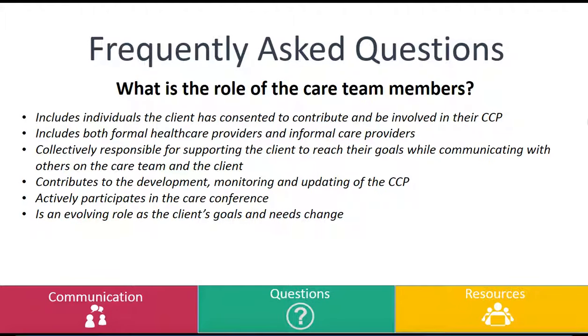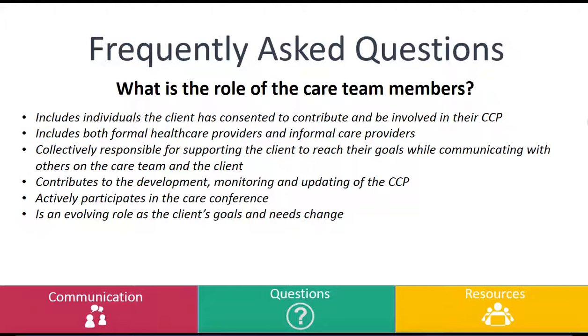The next question is, what are the roles of the care team members? So it is important to remember that all of the roles and responsibilities do not just fall on the integrated care lead, as we just talked about. The rest of the care team does have a role and responsibility to play in the person's trajectory. Their care team members include individuals to whom the patient has consented to contribute to and be involved in their coordinated care plan. Just like the integrated care lead, the services and supports they provide should align with the client's needs and goals.